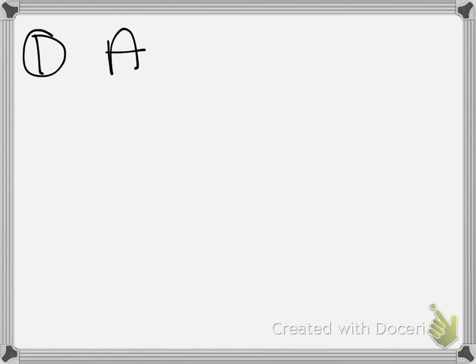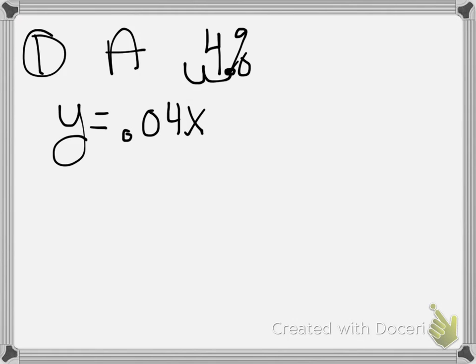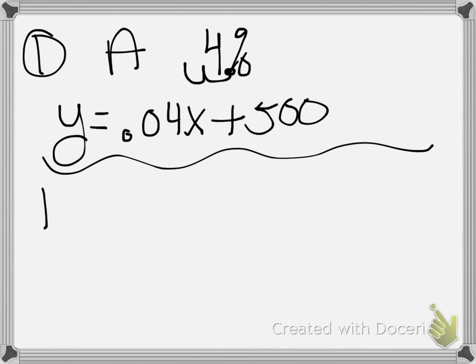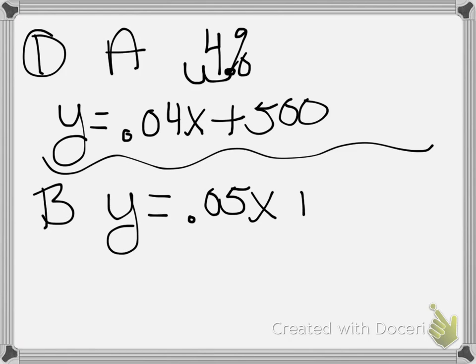So we have $500 per month, and that acts like my y-intercept, and we have a 4% commission on sales. In order to put 4% into an equation, we have to do a little conversion. So we're going to take the decimal point and move it back 2 places. So we would have y is equal to 0.04x, because that's my slope, plus 500. For situation B, we're sort of reversing that. We have a 5% commission, and 5% would be 0.05x plus 400 for a starting value.